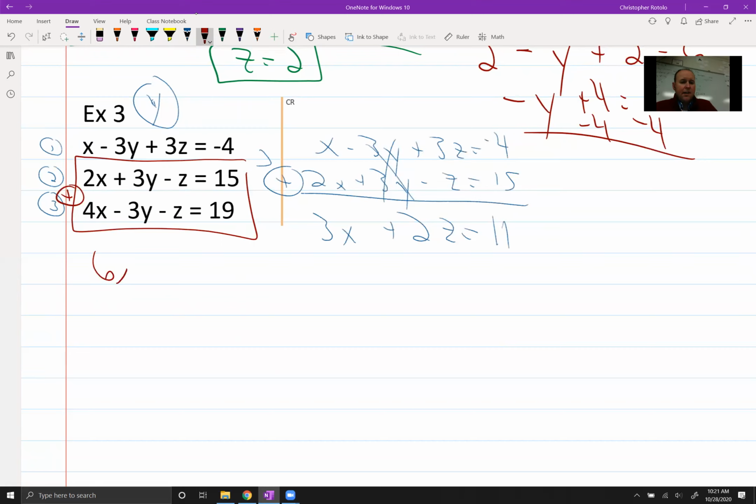I get 6x. Got rid of those. Oh, and we're going to add these together. So 15 and 15 is 30. So this is what, 34? All right. So that's not as good, but we'll make it work. So x turns out to be 34/6. We're going to have to reduce that just a little bit.